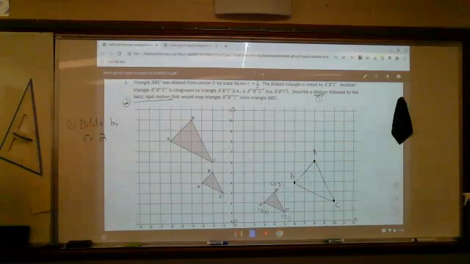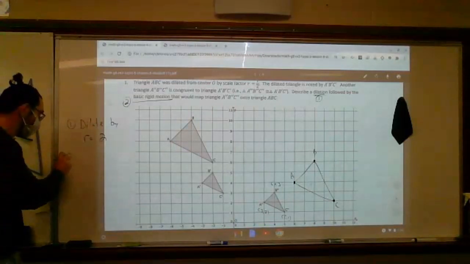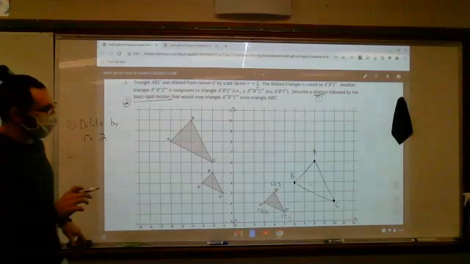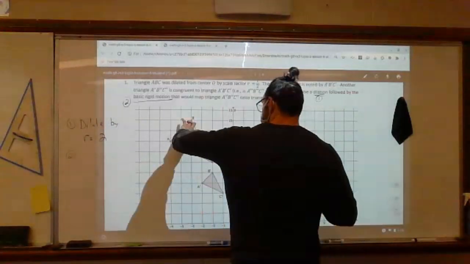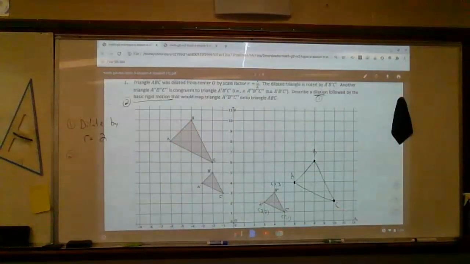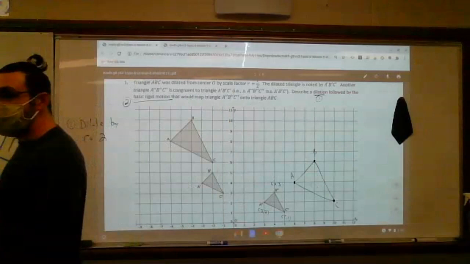And then it says, followed by the basic rigid motion. Once again, we only have three choices. We can translate it, we can rotate it, or we can reflect it. How do you think we're going to get this ABC to be up on this ABC? Are we going to translate? Are we going to rotate? Are we going to reflect? I should see every hand, at least with the guests. You have three choices. Translate, rotate, reflect. Sky. We are absolutely going to translate it because translate means slide.